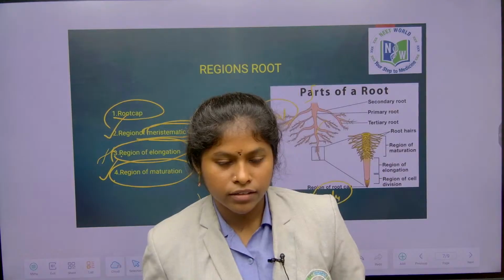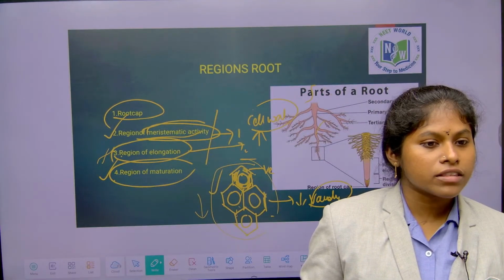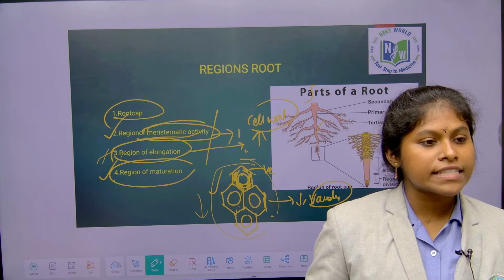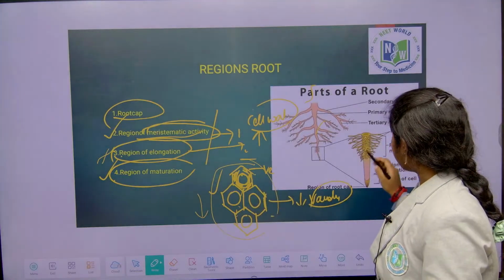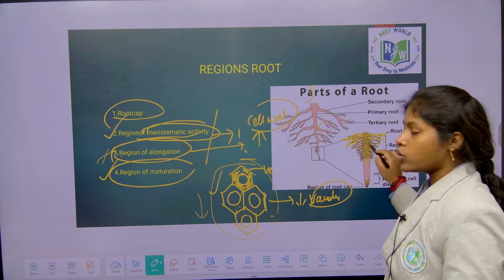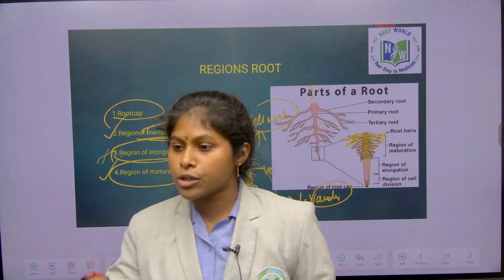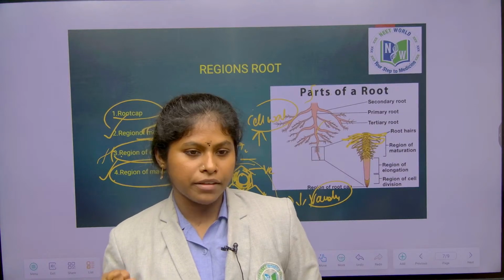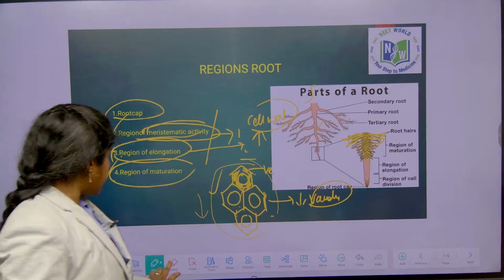Coming to the proximal region, maturation, the cell wall deposition is fully completed, and all cells have vacuoles, which means the cells are differentiated and mature. These cells have thin delicate structures called root hairs. They increase the surface area and help in the absorption of water and minerals. Got it?